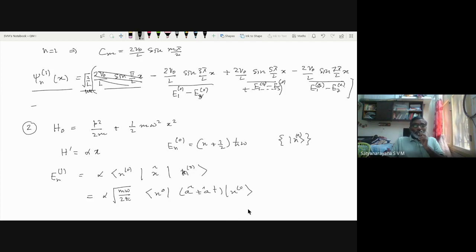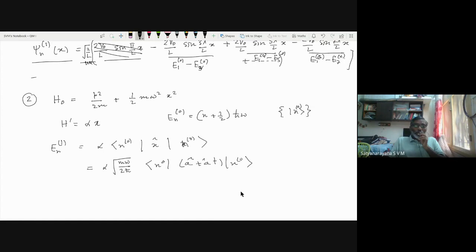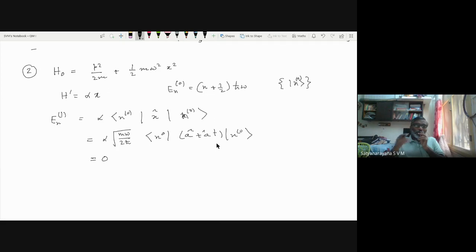But what will this be equal to? A dagger will raise this to n plus 1 and a will lower it to n minus 1. So as a result, you will get this to be 0. That means there is no first order correction. Now, does that mean that there is no correction at all for the energy? That does not mean. So up to first order perturbation, the energies are not changing.